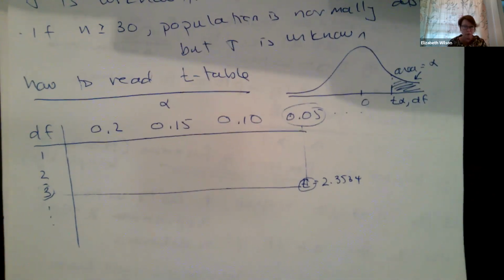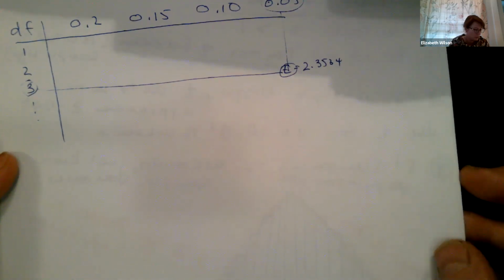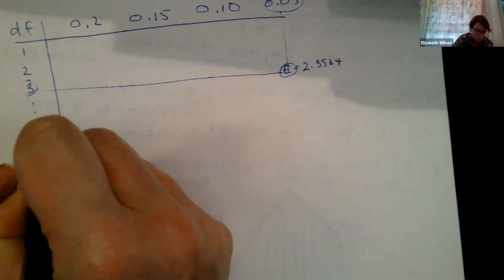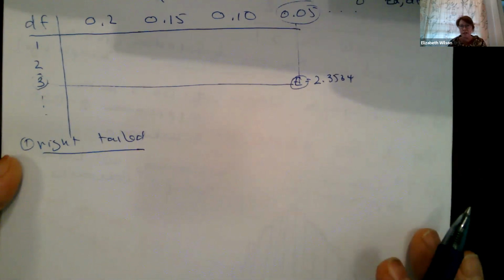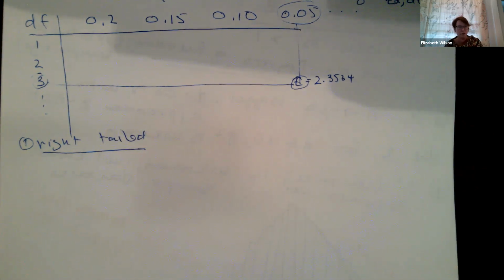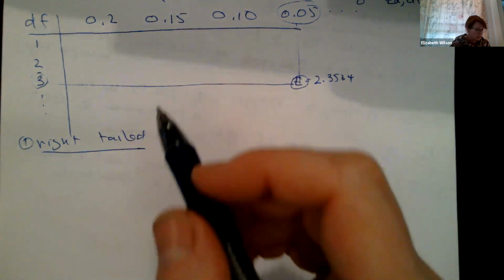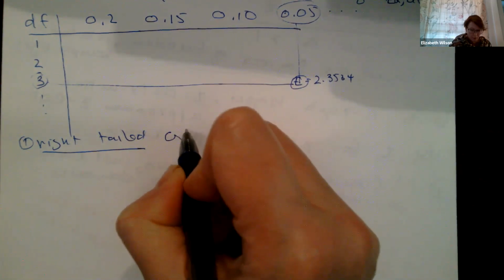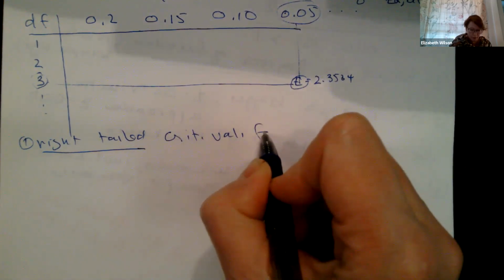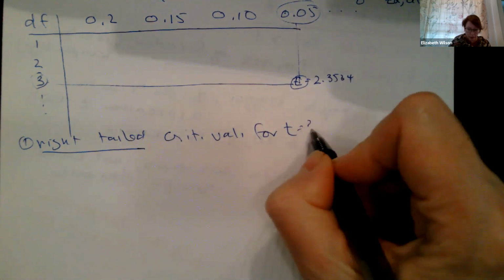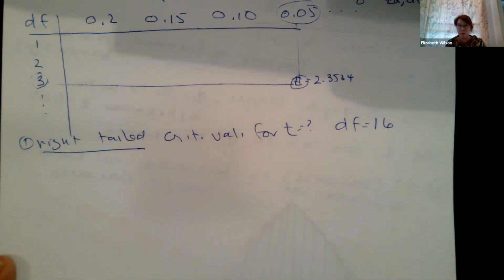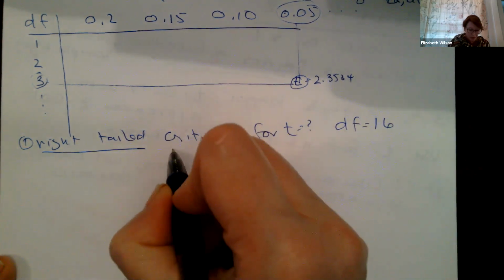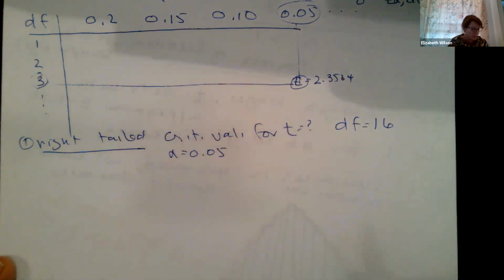So let's talk about how right-tailed, left-tailed, and two-tailed tests are going to work. For example, on a right-tailed test, where my alternative hypothesis says something is greater than, I need to find a critical value for t. That's my goal here. We're going to say our degree of freedom is equal to 16, so that means our sample size is 17. Our alpha equals 0.05.